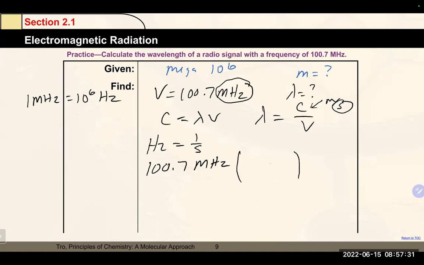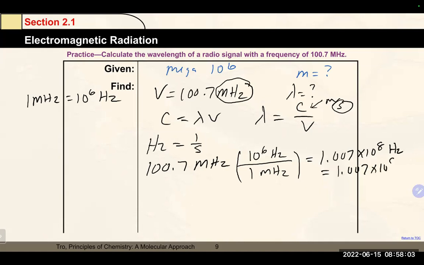So if we do that, we're going to take 1 megahertz, which is going to give us 10 to the 6 hertz. And that would get us 100.7 times 10 to the 6, and that gives us something like 1.007 times 10 to the 8 hertz, which is the same thing as 1.007 times 10 to the 8 reciprocal seconds, as they are equal to each other. Any questions on that there?